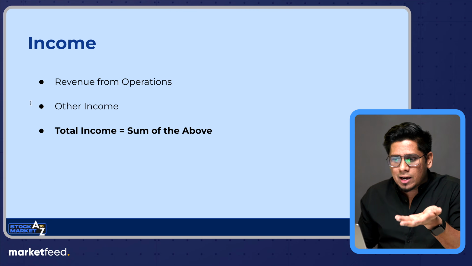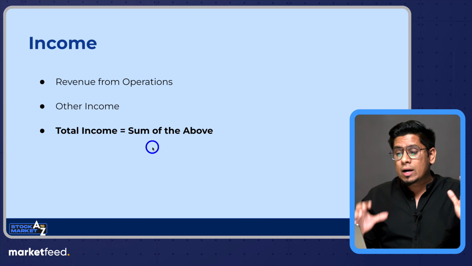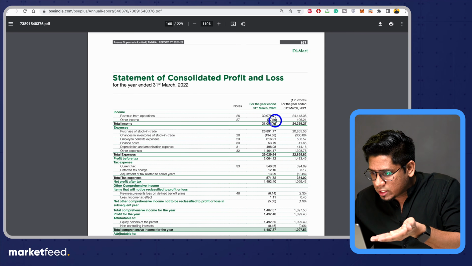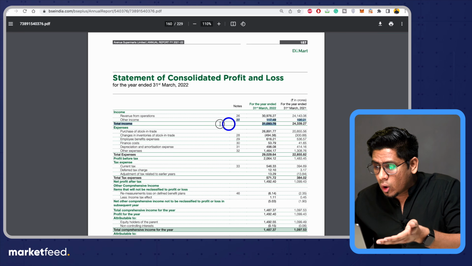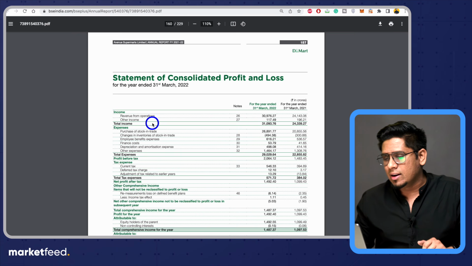So that is what income is. Revenue from operations would be there, other income would be there. So total income would be the sum of the above. Exactly what we can see here, right? The sum of these two is shown here as the total income of the company, right? 31,093 crores. Very clear. Let's move ahead.